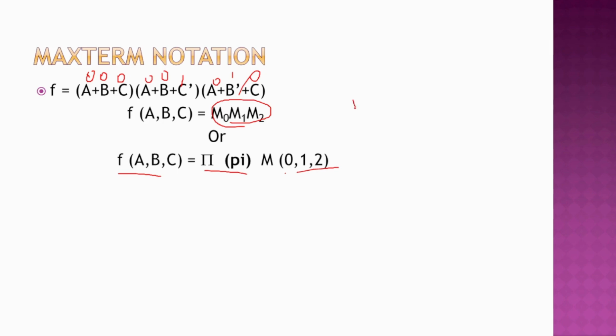In minterm, the representation will be as summation. It is also called sigma. In Maxterm, the final equation is represented with pi, pi of capital M of 0, 1, 2. So this is the Maxterm notation.